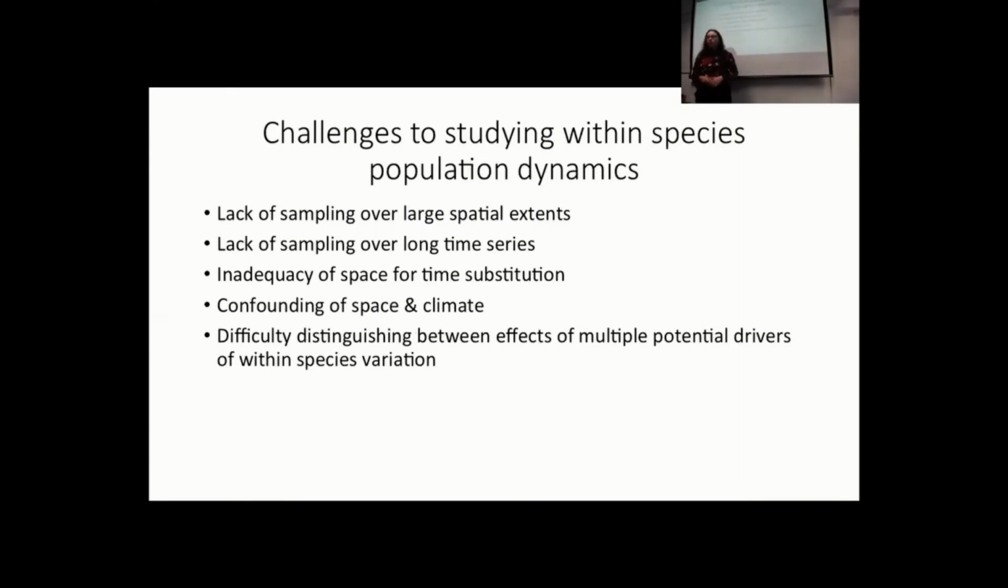Okay, so hopefully I've shown some of the reasons why I think it's really, really important to study within species variation in population performance and life history strategy. We really lack sampling over large spatial extents. We lack sampling over long time series as well. We found that space for time substitution is really inadequate given the data that we currently have, and this needs to be more thoroughly tested. We have confounding of space and climate, so two populations that are close together are likely to share environmental conditions, as well as being connected via gene flow and dispersal processes. So it's not possible to tease those two things apart very easily. And we have difficulty distinguishing between the effects of multiple different drivers of population performance, the several different biotic and abiotic dimensions that control population performance.